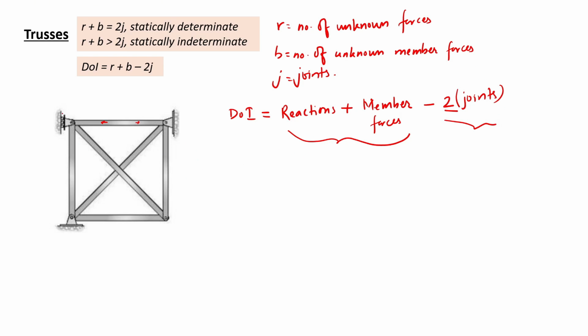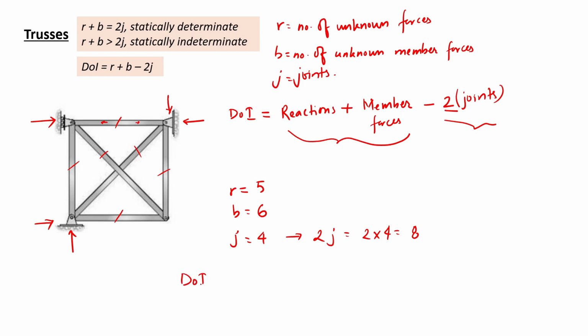Let's look at this example. At this point, this is a roller, so it's going to have a horizontal reaction. At this point, there will be 2 reactions, and then at this point pin connected, so 2 reactions. So we know r is equal to number of unknown forces or reactions: 1, 2, 3, 4, 5. Now b would be equal to number of members: 1, 2, 3, 4, 5, 6. There are 6 members, so 6 unknown member forces, and then number of joints are 1, 2, 3, 4. So 2 times j is 2 times 4 equals 8 number of equilibrium equations.